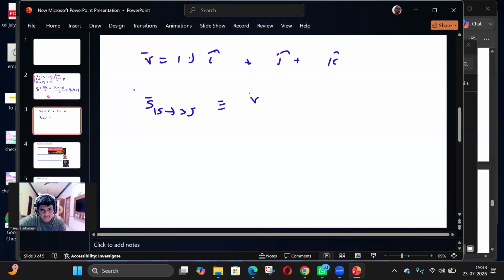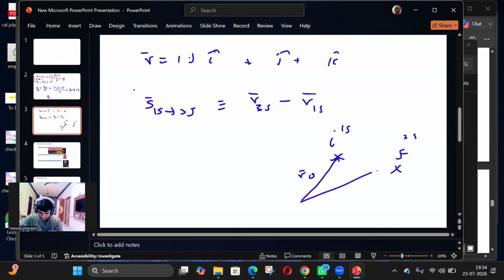This is equal to R at 3 seconds minus R at 1 second. This is the initial point and this is the final point. At the initial point, it is at 1 second. The final point is at 3 seconds. So this vector is known: R at 1 second, I just have to put 1 second in the given expression. And this is also known, R at 3 seconds. So this displacement is the final position vector minus the initial position vector.